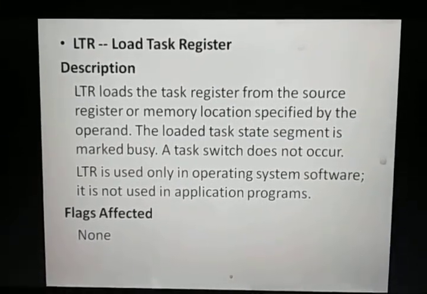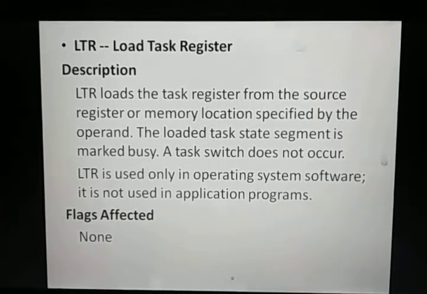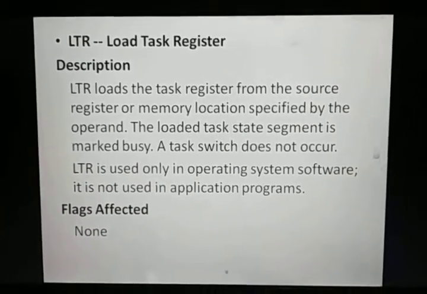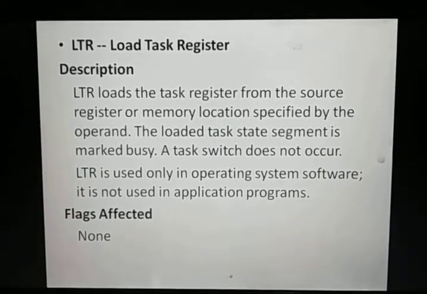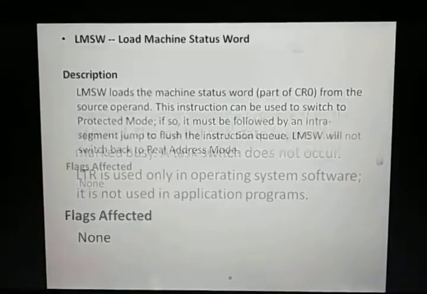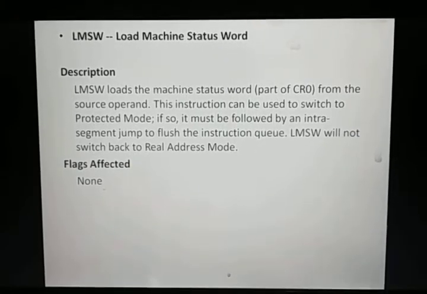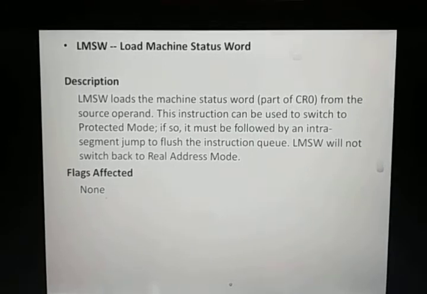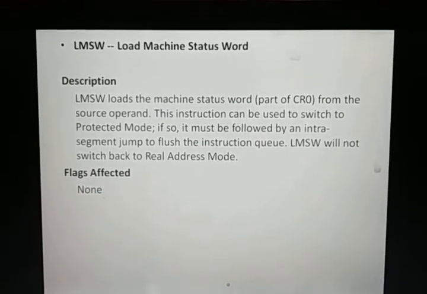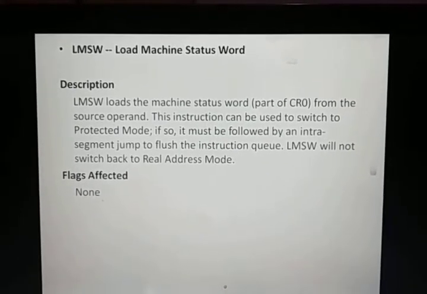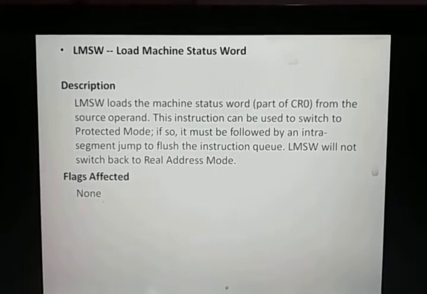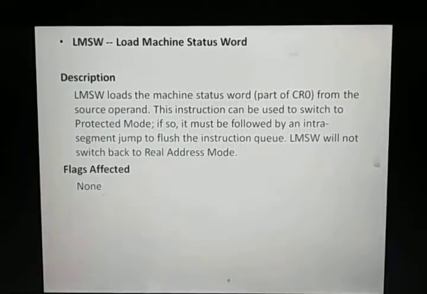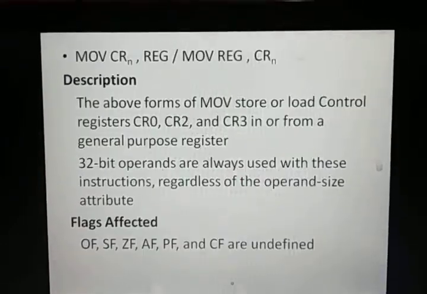Load task register. The task register basically contains the information about the task state segment, and the task state segment contains the information about the task switching. So for accessing the task register we use the load task register instruction. Then load machine status word, which we discussed in the last unit. Control register 0 is used for the machine status word, and the starting 16 bits are used for the machine status word. So for accessing this register we use the load machine status word instruction.